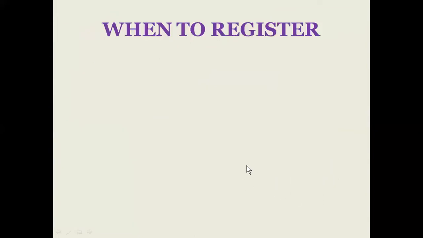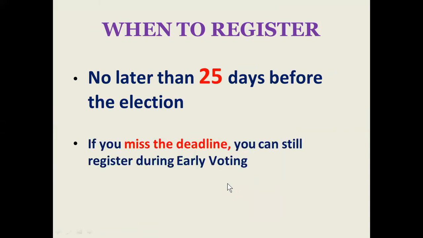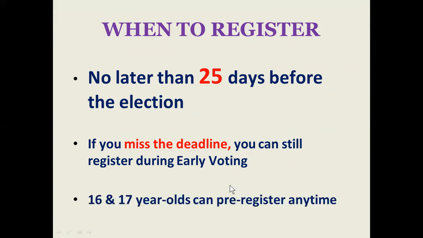As we mentioned before, when do you register? In order to vote in a specific election, you must register no later than 25 days before that election, and they'll give you that date on the Board of Election website. If you miss the deadline, you can still register during early voting, but you're going to need to bring some information with you that shows your name and your address. That can be a driver's license, it can be a utility bill, it can be a bank statement. But you must have those to do the registration at early voting. 16 and 17-year-olds can pre-register at any time.